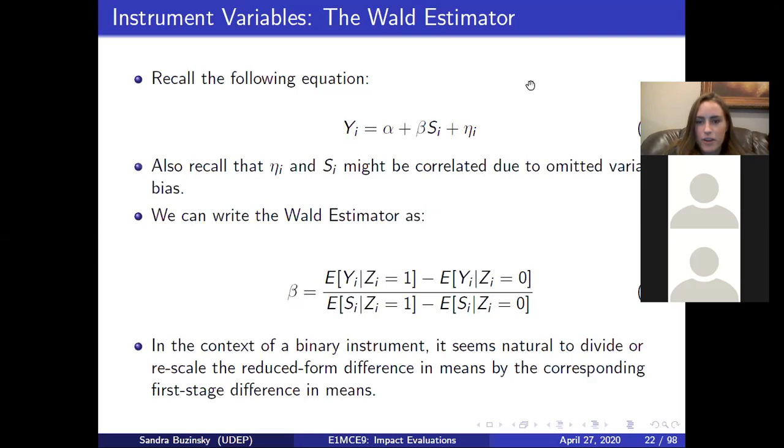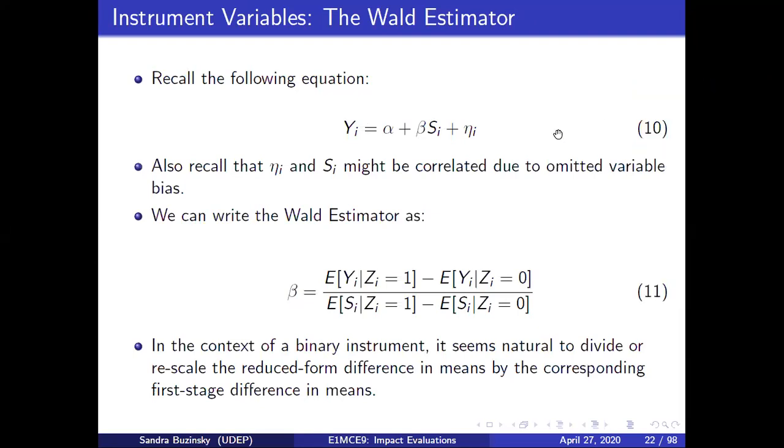Okay, so we're going to talk about the Wald estimator now. Just recall that this is our equation to start with when we just looked at the OLS. Yi is a function of alpha plus beta Si plus eta i. So we're saying that wage is explained by education and then some error term, whereas the error term eta i, there might be an omitted variable bias problem in it if we have ability contained in that variable in our outcome or our error term.